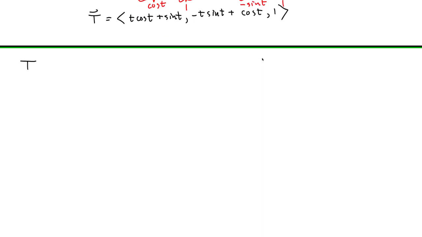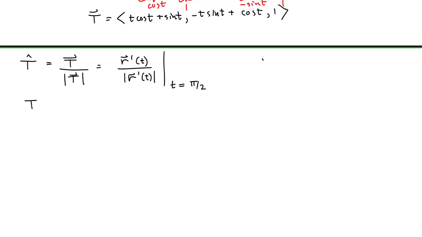To find the unit tangent vector, it is equal to the tangent vector divided by the magnitude of the tangent vector, which again is just the derivative of the position vector divided by the magnitude of the derivative of the position vector. Well, we have now found the tangent vector. Let's find its magnitude. But to do this, we're going to go ahead and apply the fact that this is evaluated for the value of t equal to pi over 2. So let's find what the tangent vector is when t is equal to pi over 2.